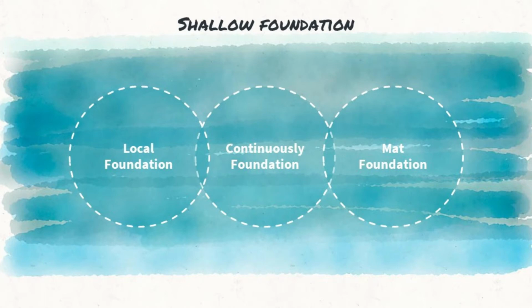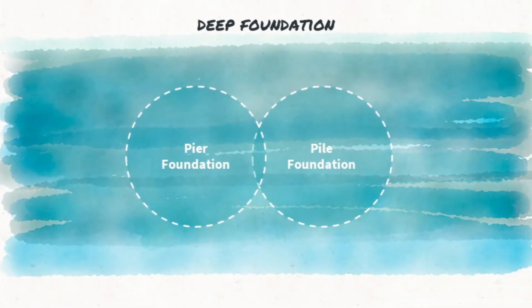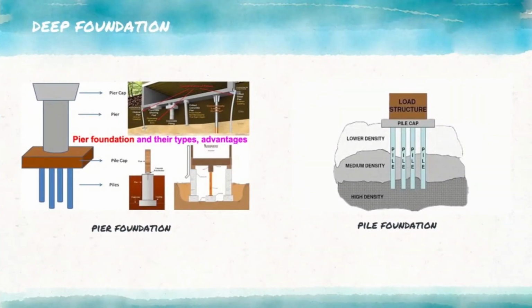Shallow foundation. Shallow foundation is a foundation that supports the load theoretically, such as local foundation, continuously foundation, and mat foundation. 2. Deep foundation. Deep foundation is a foundation that transmits the load of the building to hard ground or rock that is located far from the surface, such as pier foundation and pile foundation.